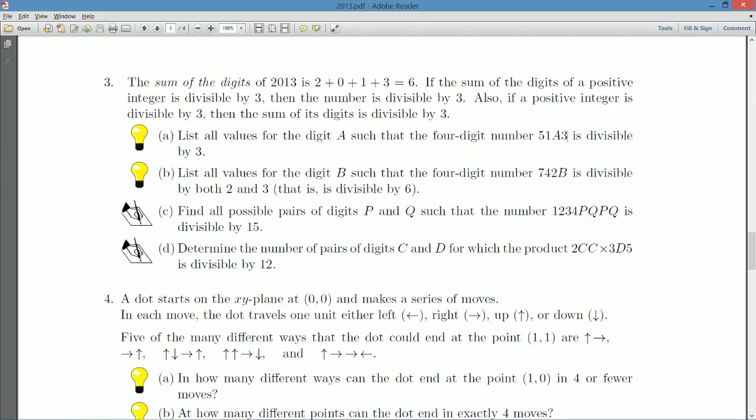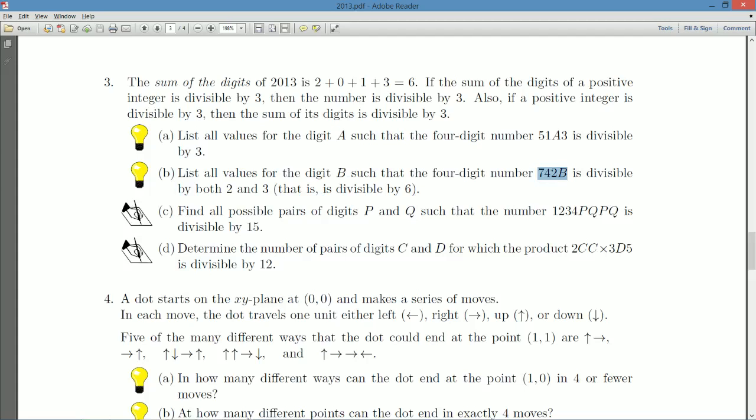And those are the possible values that A can be. Alright, so that's A part. B: list all values for the digit B such that the 4-digit number 742B is divisible by both 2 and 3. That is divisible by 6. If you're divisible by a compound number, you break it into its prime factorization, and you just need to be divisible by each of the prime powers that make up your number. So 6 is 2 to the 1 times 3 to the 1, so in order for this number to be divisible by 6, it's got to be divisible by 2 to the 1 and 3 to the 1.